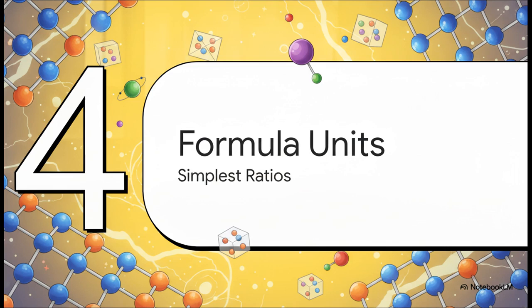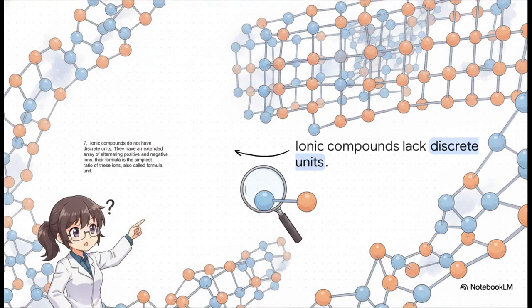Section 4. The concept of formula units. All right, this brings us to a really unique problem when it comes to those giant ionic arrays we talked about earlier. They do not have discrete units. Think about it. Because an ionic crystal like salt is this infinitely repeating grid, you literally cannot isolate just one single sodium ion bonded to one single chloride ion. There is simply no such thing as a molecule of table salt.